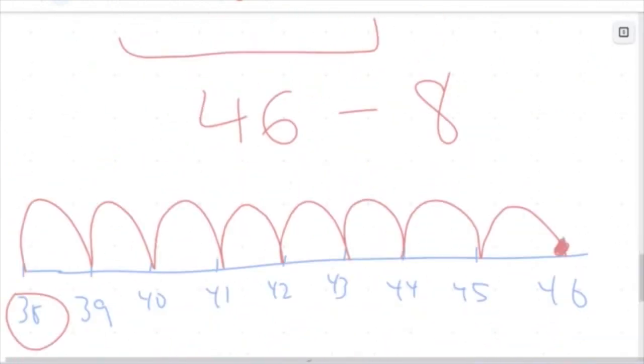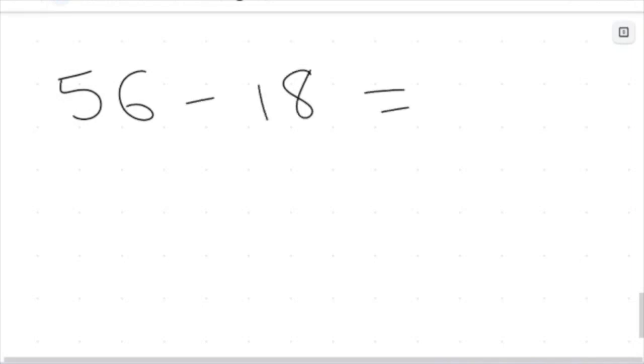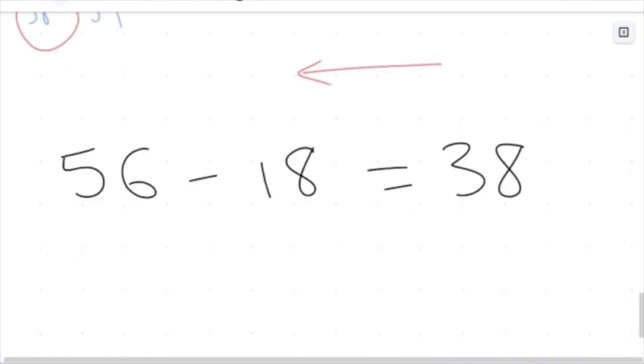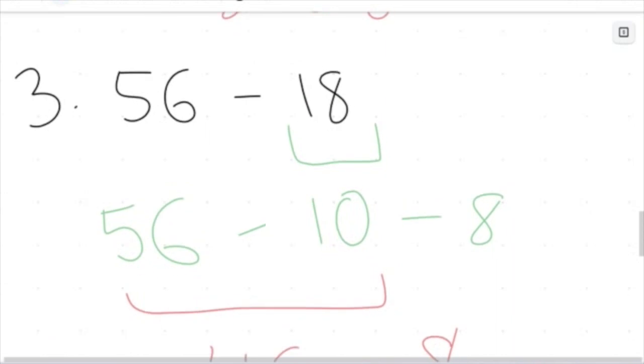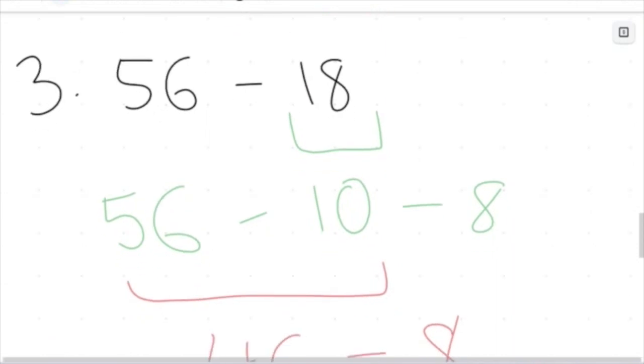So 56 minus 18, by partitioning this off, by breaking it up into smaller bits, gives me 38. And you can see how we got this. I just broke up the 18 into smaller bits. If I take away 18 from something, that's the same as first taking away 10 from that and then taking away 8 as well.